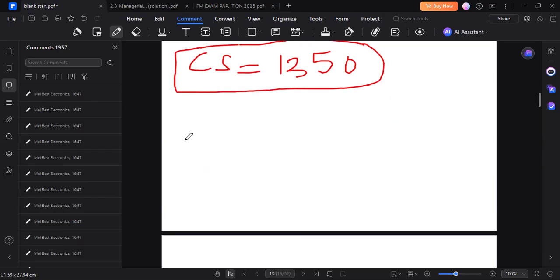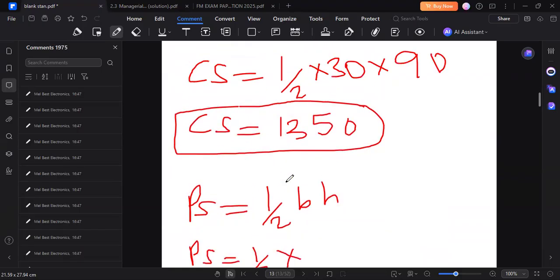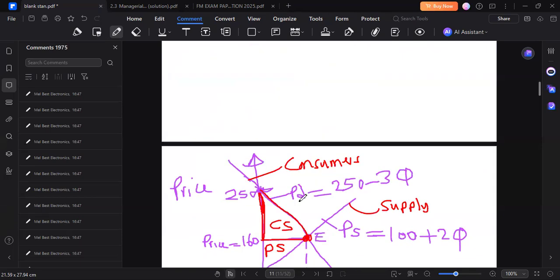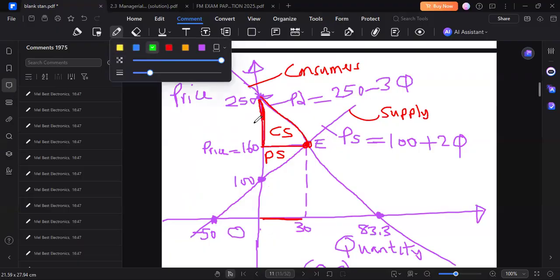Then what is our producer surplus? It's also half base times height. So producer surplus will be half times our base. Let's check here. We are taking this triangle underneath, getting down to this one.